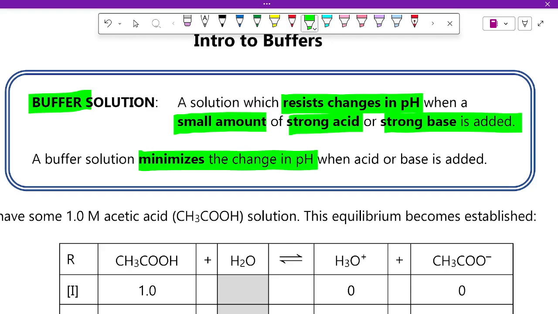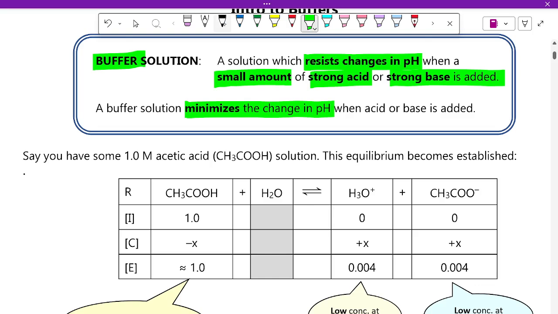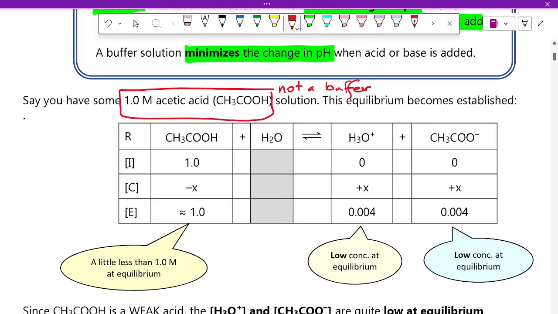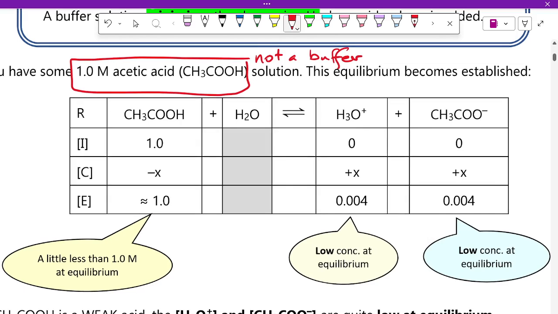So we're going to start with a solution which is not a buffer. We're going to start with 1 molar acetic acid, not a buffer. It's just an acid. We have our equilibrium, okay, 1, 0, 0, plus x, minus x. And if we do the calculations, we end up with a concentration of 0.004 and 0.004 and approximately 1, because 1.0 minus 0.004 is equal to 1, correct? Yes, all right.